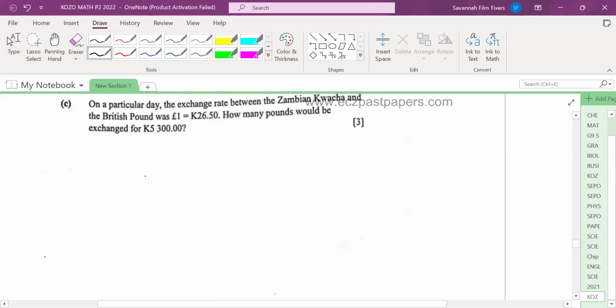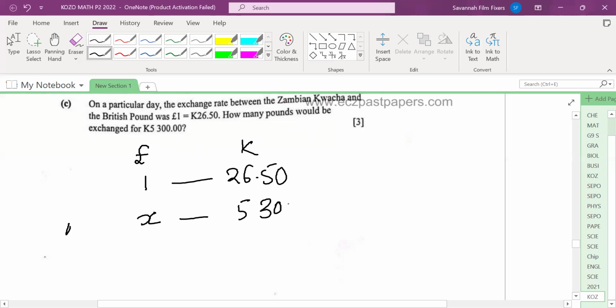So on a particular day, the exchange rate between Zambian kwacha and one British pound is 26.50. How many pounds would be exchanged for 5,300 kwacha? So here we've got the pound, we've got the kwacha. 1 pound is selling for 26.50 kwacha. How many pounds will exchange for 5,300 kwacha, right? Yes.